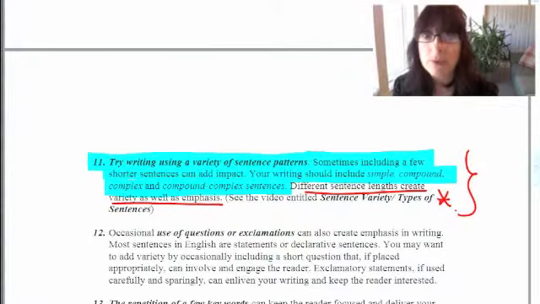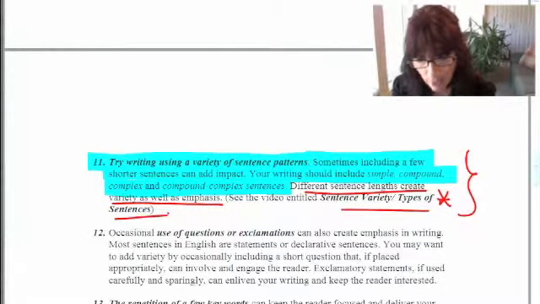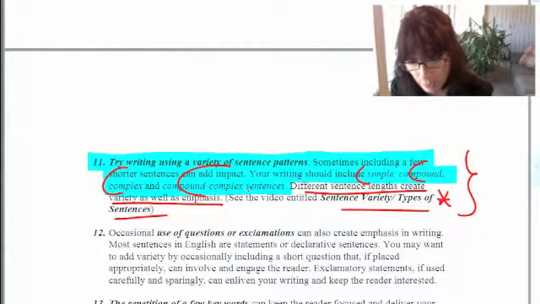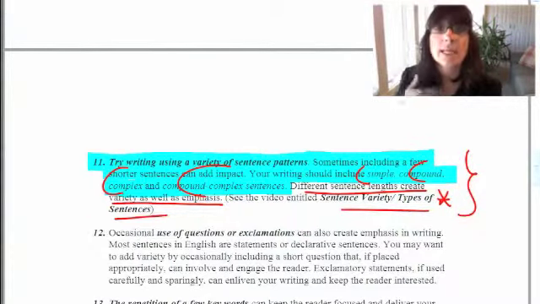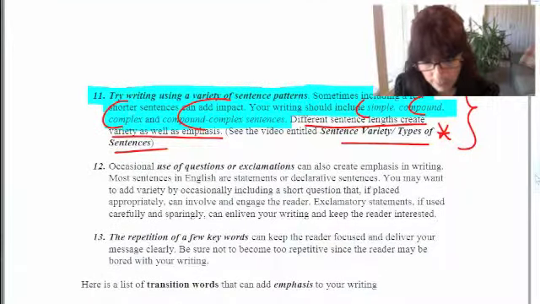Again, there's a video on the website which you'll find very helpful called Sentence Variety or Types of Sentences, and I've introduced you to the 4 types of sentences: the simple, the compound, the complex, and the compound-complex, and I've taught you in that video how to use each of those sentences effectively. It'll add great variety to your writing.